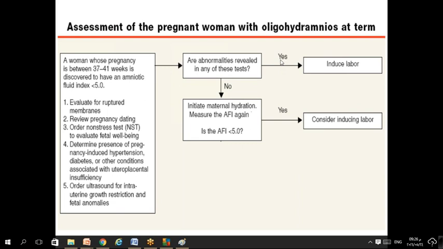If you don't find any cause for this oligohydramnios, and you consider this idiopathic oligohydramnios, what will you do? What's your opinion? If you find a case with the liquor below 5 centimeters, 4 centimeters for example, and the gestational age is 38 weeks, what will you do? Do you have any suggestion? Induction of labor.